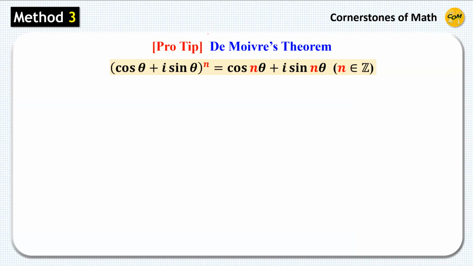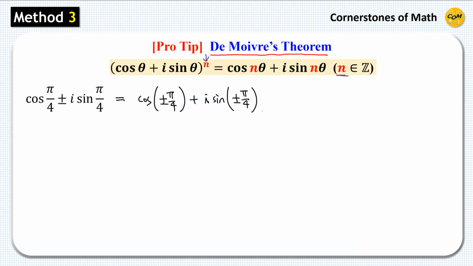And now it's time I mentioned one of the most important formulas regarding complex numbers, de Moivre's theorem. It means that for integers n, cosine theta plus i sine theta raised to the nth power is equal to cosine n theta plus i sine n theta. In our case, x and y can have values of either cosine pi over 4 plus i sine pi over 4 or cosine pi over 4 minus i sine pi over 4, and we can just write it like this, where now the angles can have either positive or negative values.